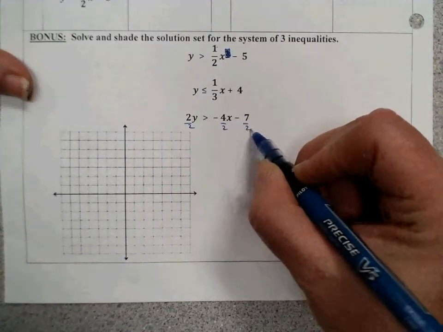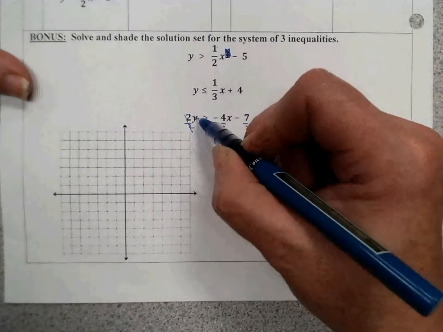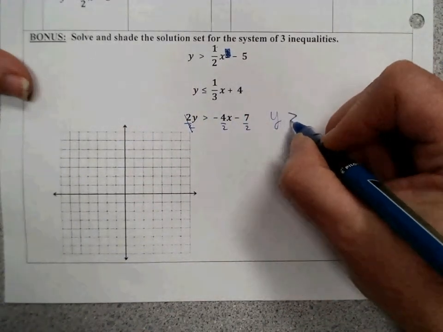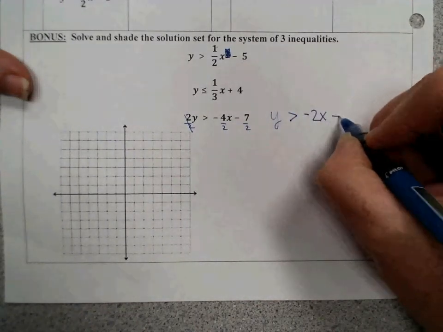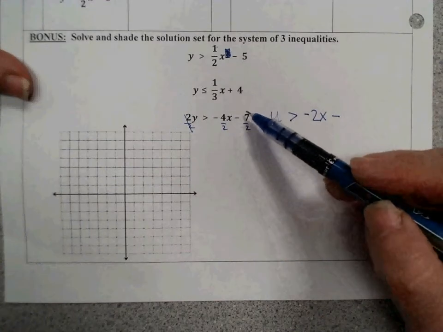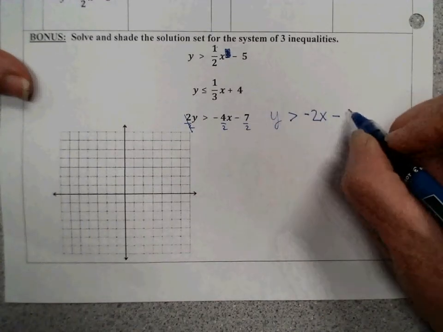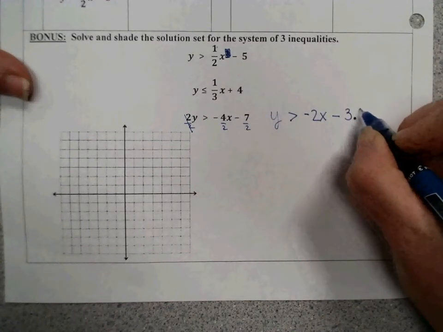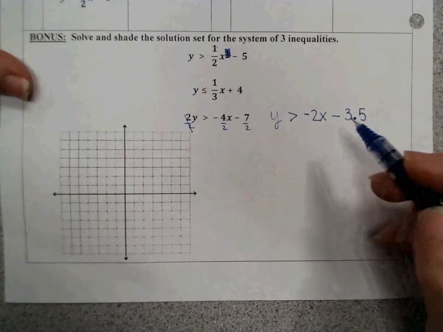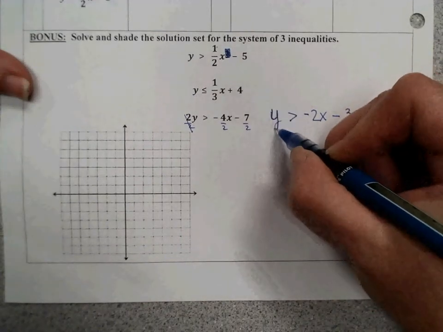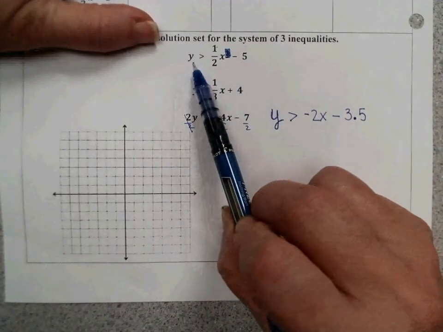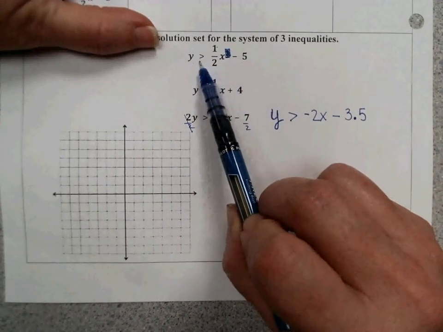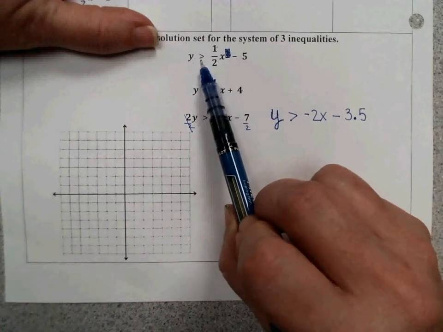All I have to do to get rid of this 2 is divide, divide, and divide. So when I do that, I have y is greater than negative 4 divided by 2x minus, now this is my y-intercept, and you don't like it when that turns out to be a decimal. You're used to those being whole numbers, but sometimes they're decimals, so we'll work with that when we get to it. Alright, let's graph this first one.